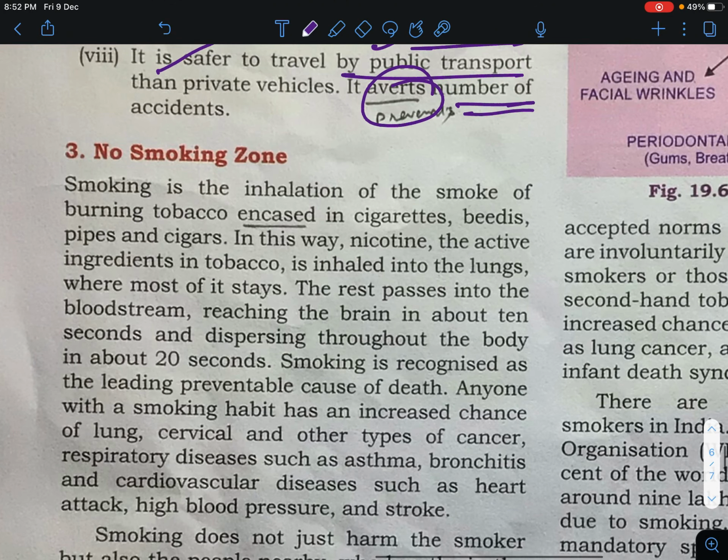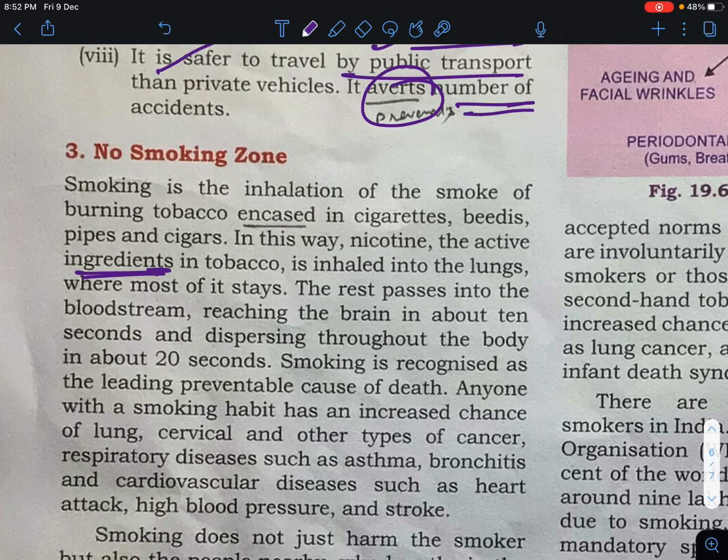Now, the next point is the no smoking zone. Smoking is the inhalation of the smoke of burning tobacco encased in a cigarette, beedis, pipes, and cigars. Actually, it is very harmful. Nicotine, the active ingredient in tobacco, is inhaled into the lungs, where most of it stays.